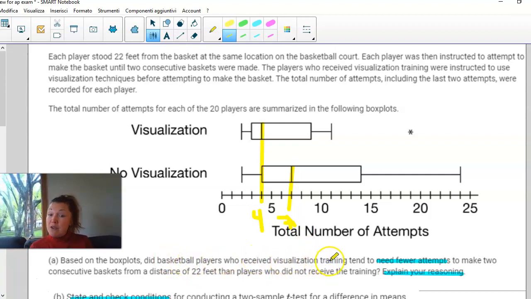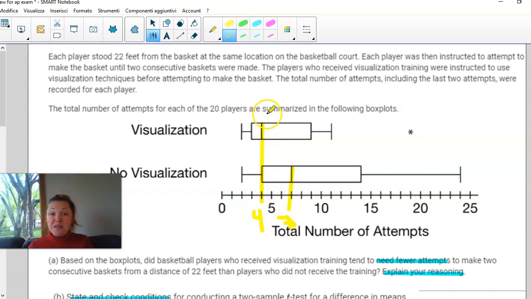Basketball players who receive visualization training tend to need fewer attempts to make 2 consecutive baskets from 22 feet than players who did not receive training. Use theirs to help explain. Why? The median for the visualization is 4. Now you have to state what that median means.